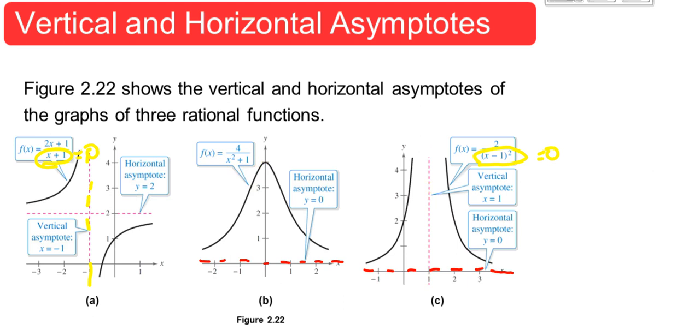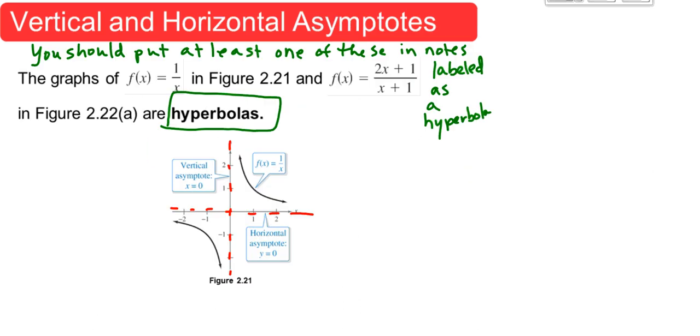And then, maybe just think about any thoughts about the relationship between these rules and those horizontal asymptotes. And I'm maybe not going to comment on that. I'll just let you look at it and see. Then for this next one, the graph of 1 over x and this other one, (2x plus 1) over (x plus 1), are hyperbolas.